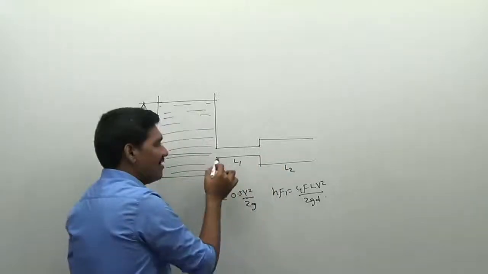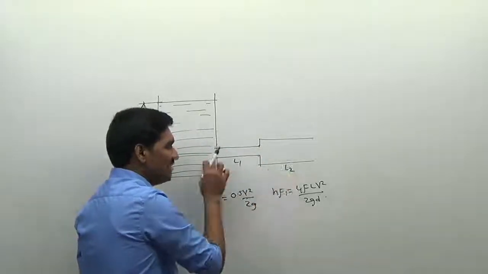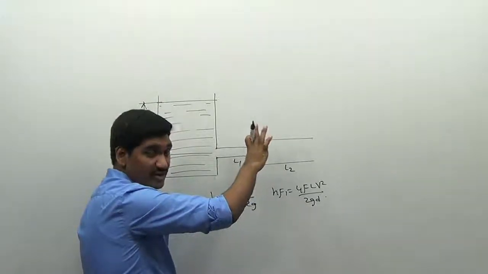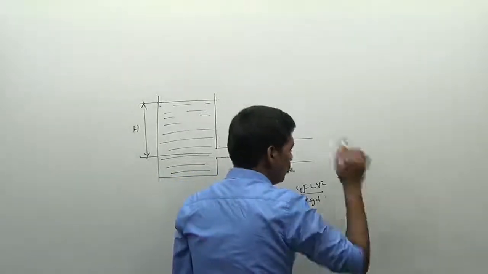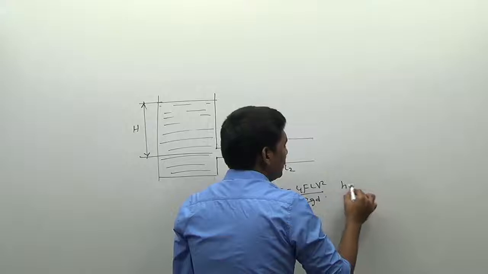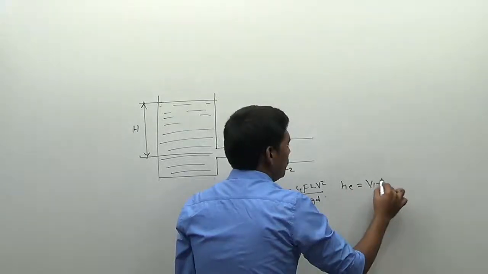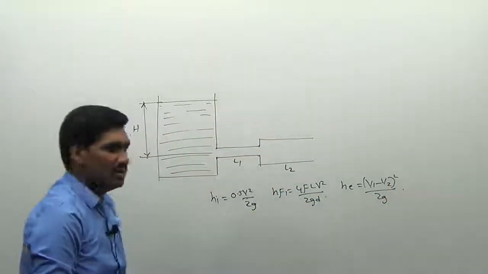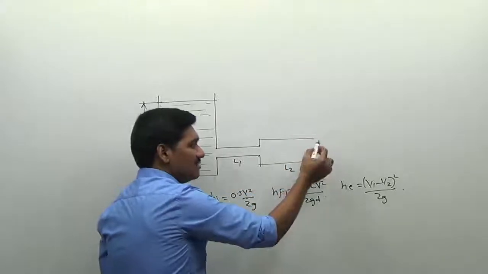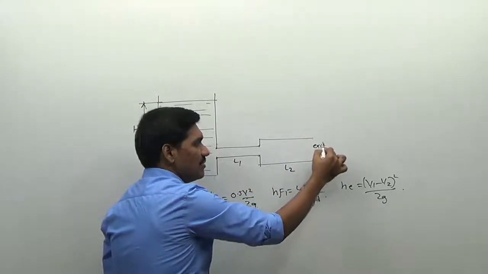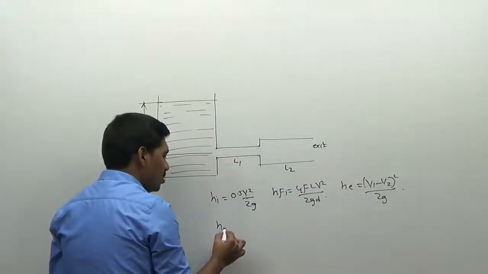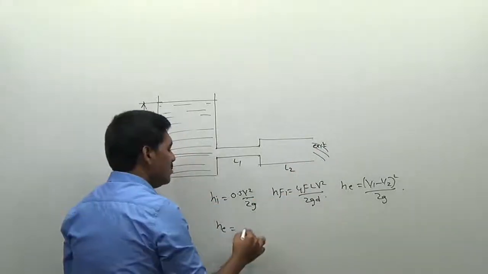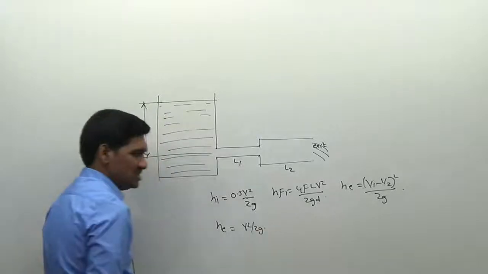Okay, and at the end of this first pipe, let it be L1 and L2, at the end of this length L1 we have the sudden enlargement. Due to enlargement we will have a loss of energy. As I told, for the sudden enlargement the value is equal to V1 minus V2 whole square divided by 2g. One more thing is the loss of energy at the exit of the pipeline. I can write HE as the loss of energy at the exit, which is simply V square by 2g.